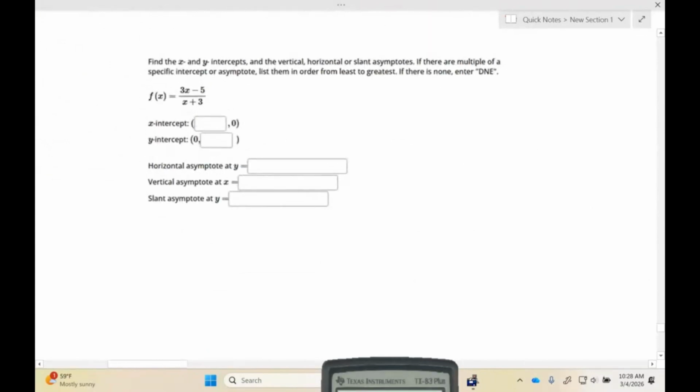So they give us a rational function. We have a polynomial in the numerator and a polynomial in the denominator. We have to find the x-intercept, the y-intercept, the horizontal asymptote, the vertical asymptote, and the slant asymptote.